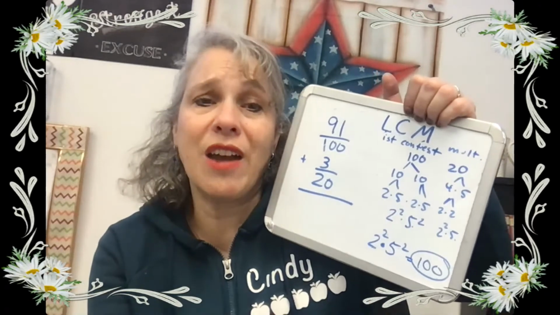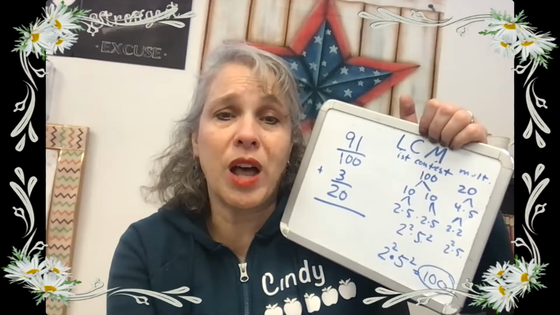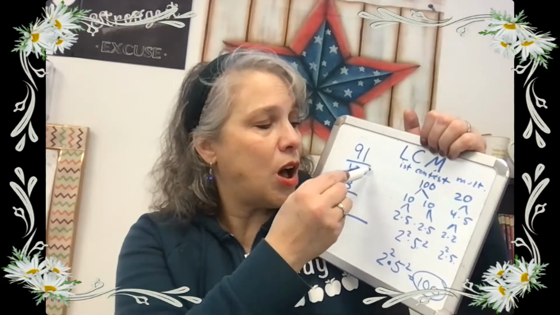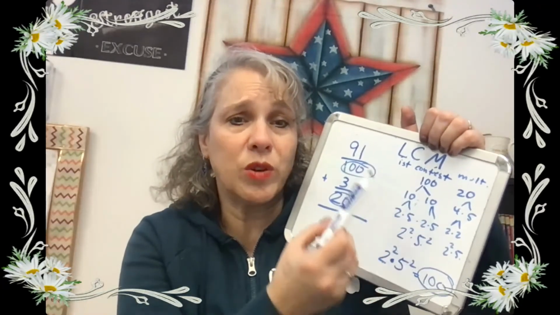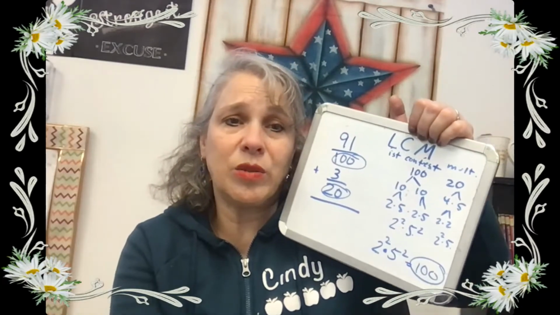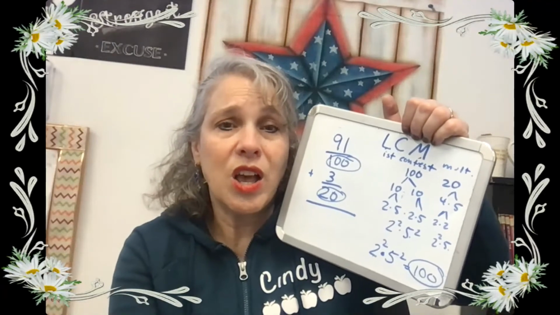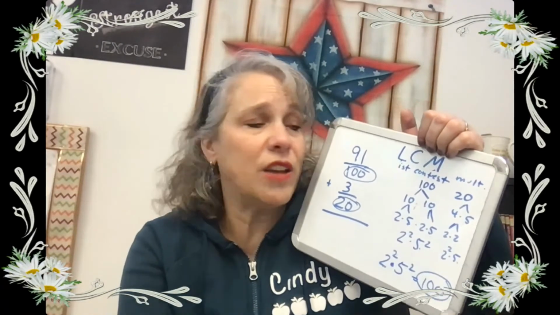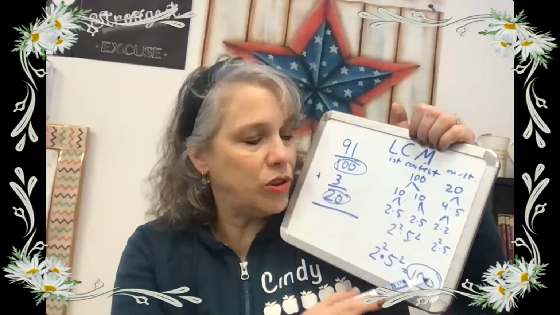Okay, and that should work every time. Every time you have two numbers that you need to multiply to figure out the least common multiple, you can use this method also, and this works every time. So if you have larger numbers, it's kind of a nice little way of doing it. If you just go through it, you should end up with the right answer. Okay, and you'll know you have the right answer if both of these numbers go into this number. So 100 goes into 100, 20 goes into 100. So that is the least common multiple.